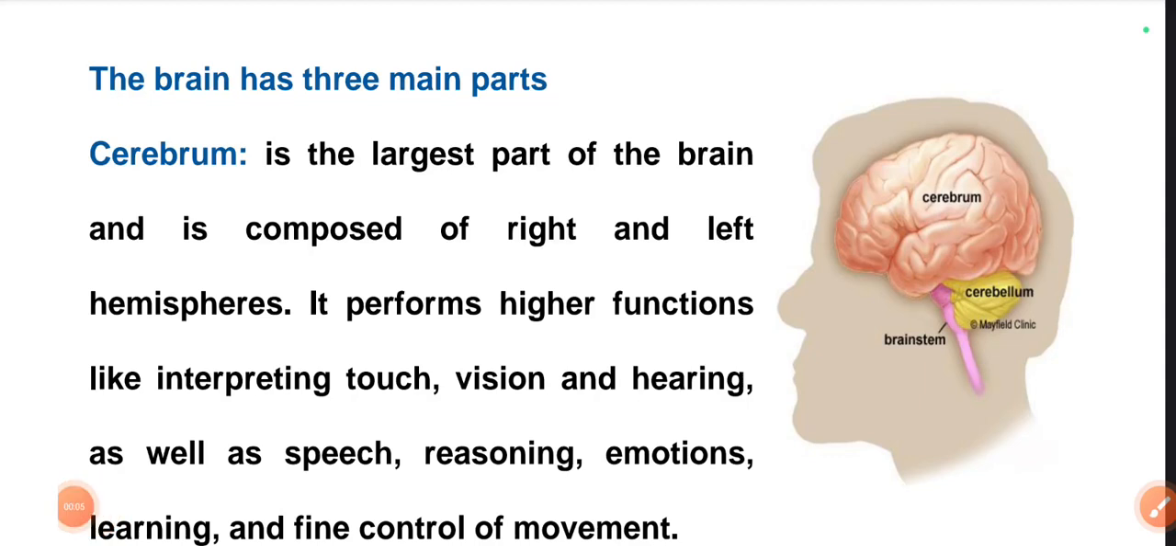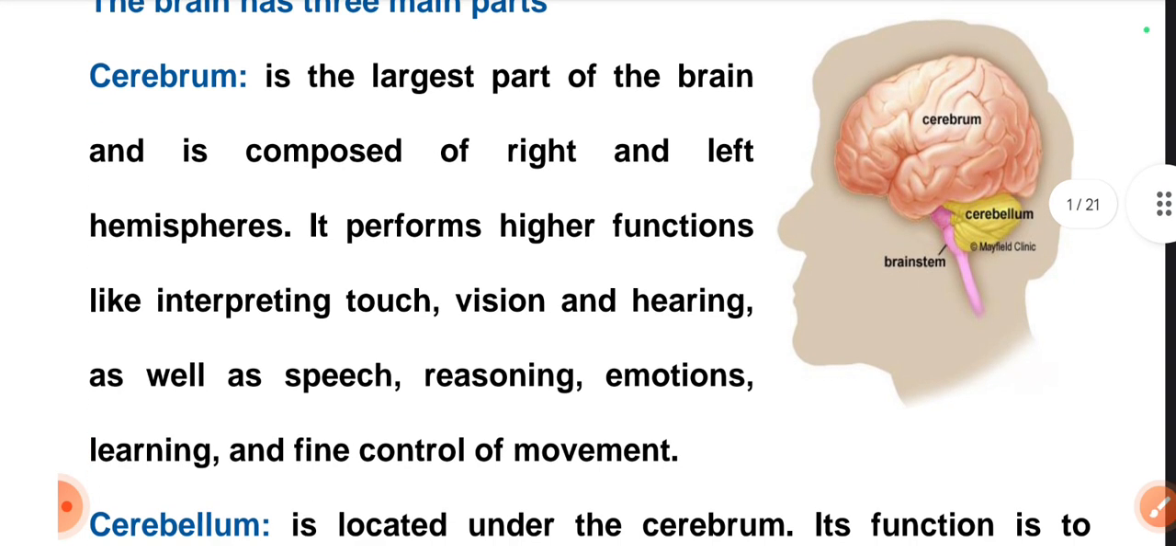So in this video you are going to learn about the central nervous system. The first one is the brain structure. The brain has three main parts. Those are cerebrum, cerebellum and brainstem. Firstly, we will see a brief introduction regarding the cerebrum.